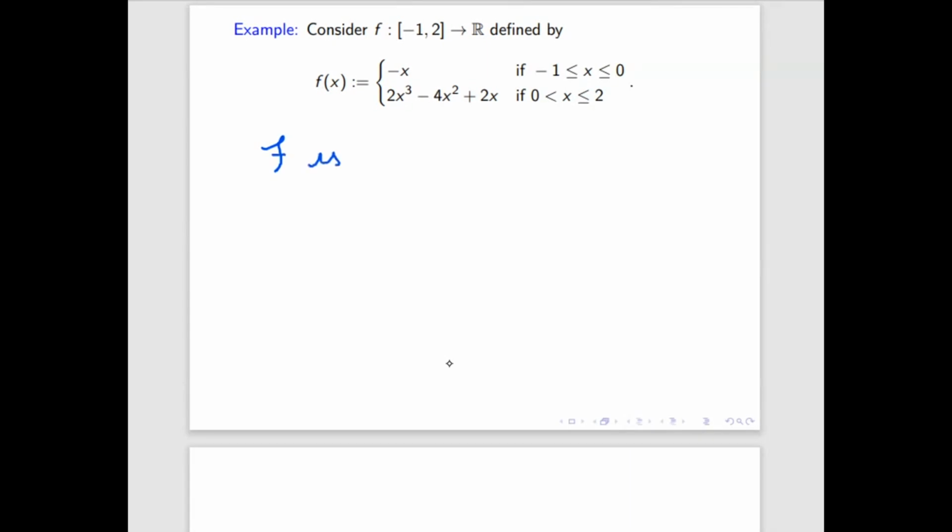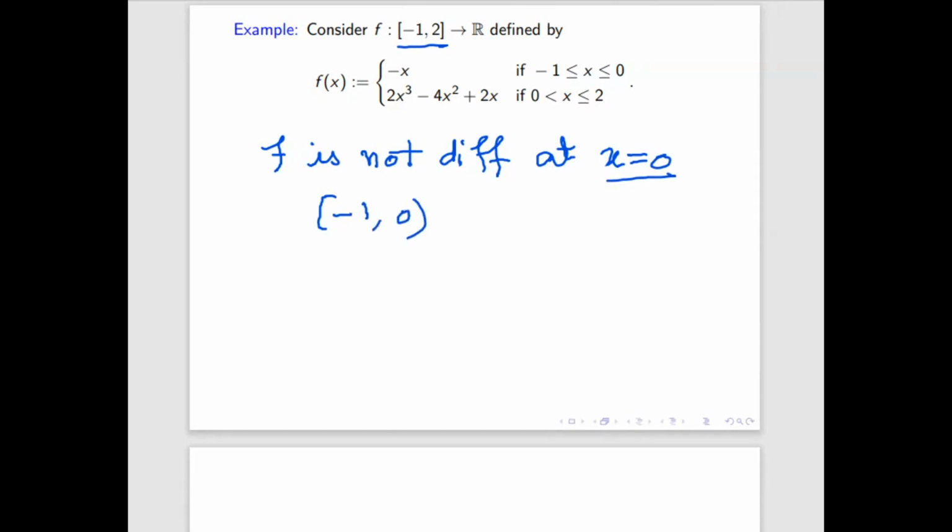So f is not differentiable. Not differentiable at which point? At x equal to 0. So we cannot differentiate directly. So what we will do, we'll break the interval. If the domain is from -1 to 2, at 0 it is not differentiable, then we'll choose this one.